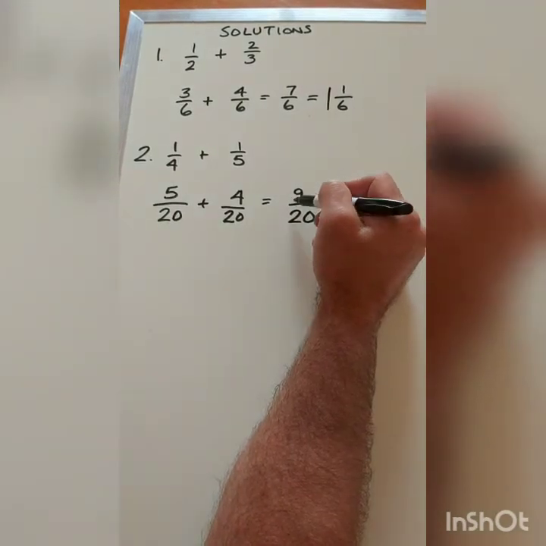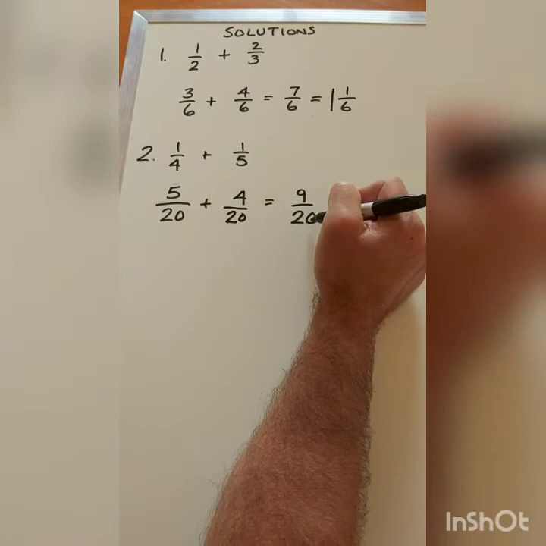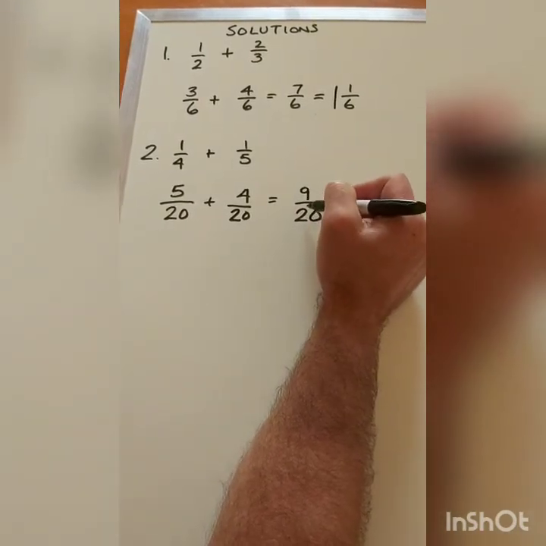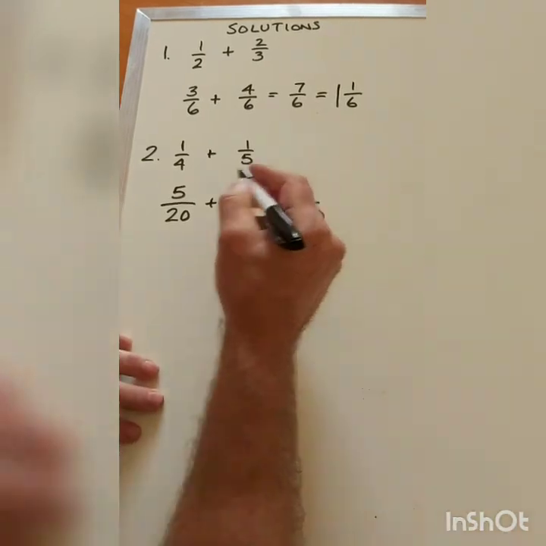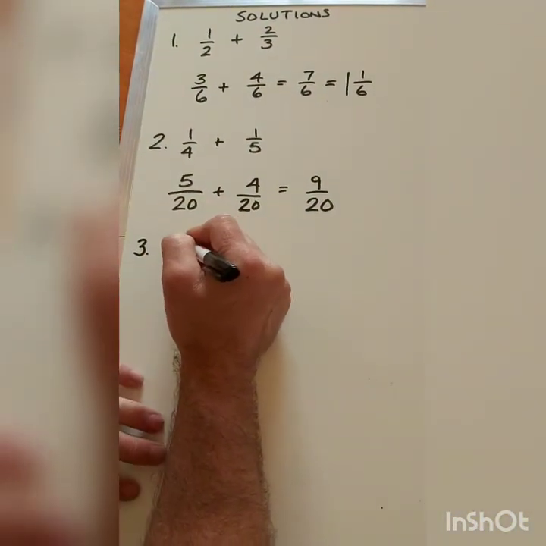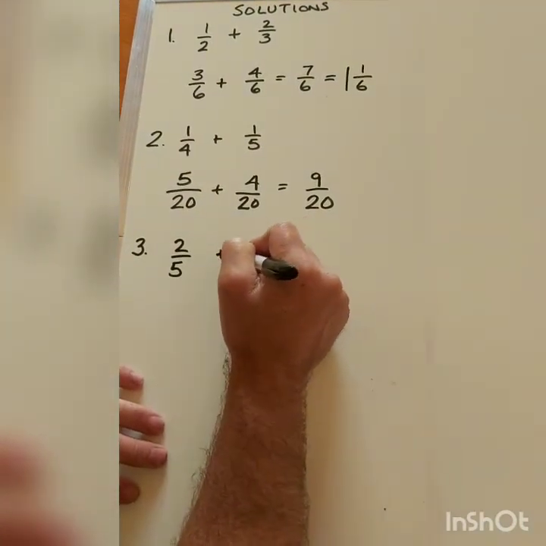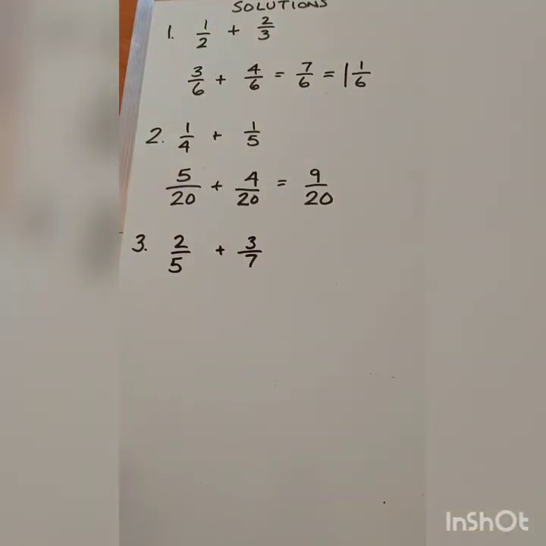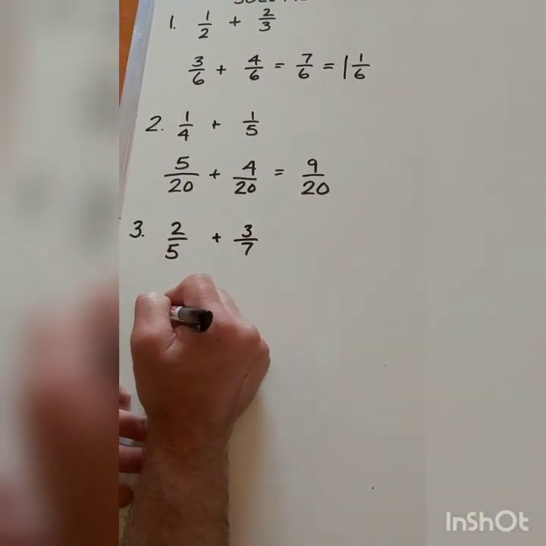I can't reduce this any further because 9 is an odd number and 20 is even, and there's no common multiple that I can divide both numbers by to make this fraction smaller. So that's the final answer. Question 3, I have 2/5 plus 3/7. In this case, my lowest common denominator will be 5 times 7, which is 35.